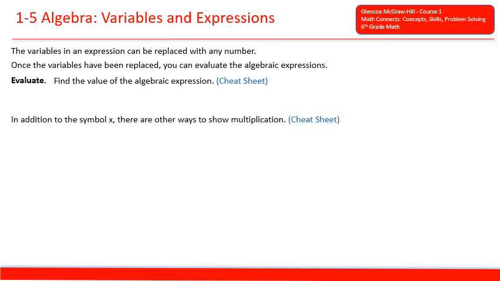In addition to the symbol x, there are other ways to show multiplication. 2 dot 3 is 2 times 3. It's the same as 2 with the x for the multiplication sign. 5t is 5 times t. So if we put the coefficient right up against the variable, it's multiplication. And then st is s times t.